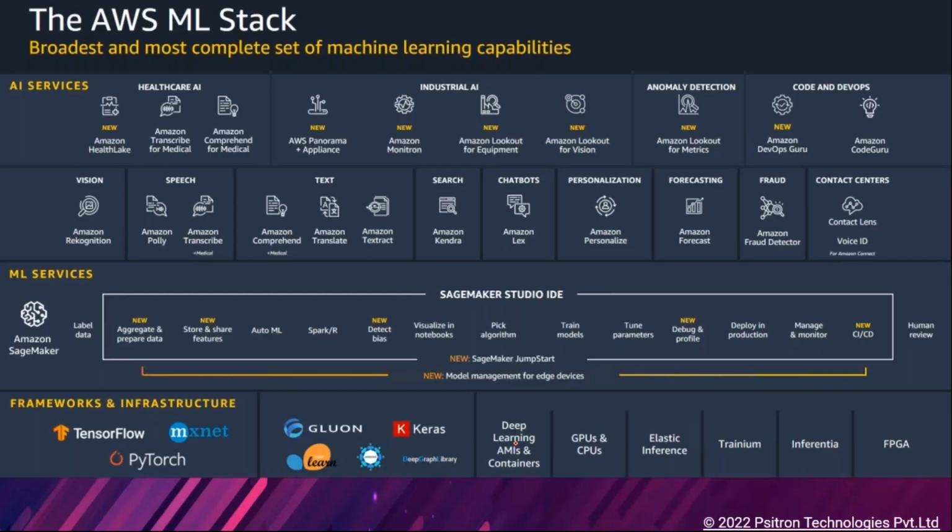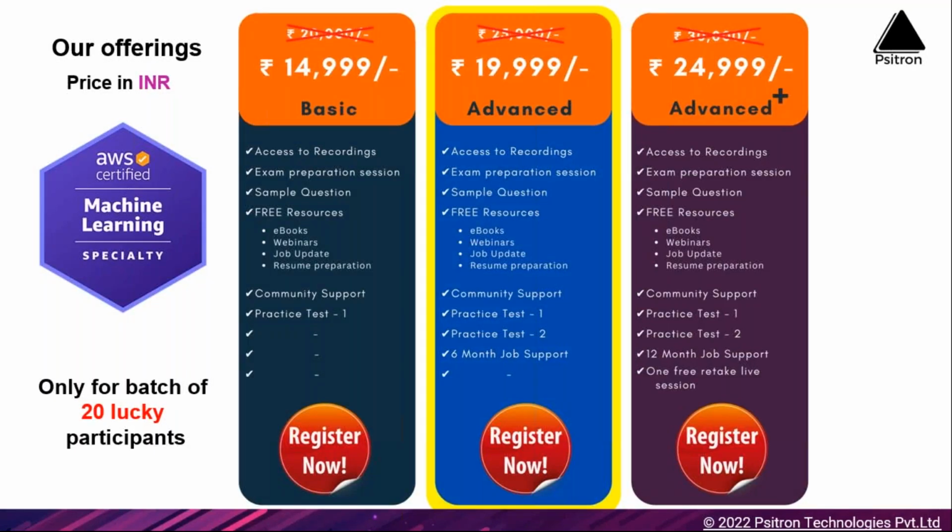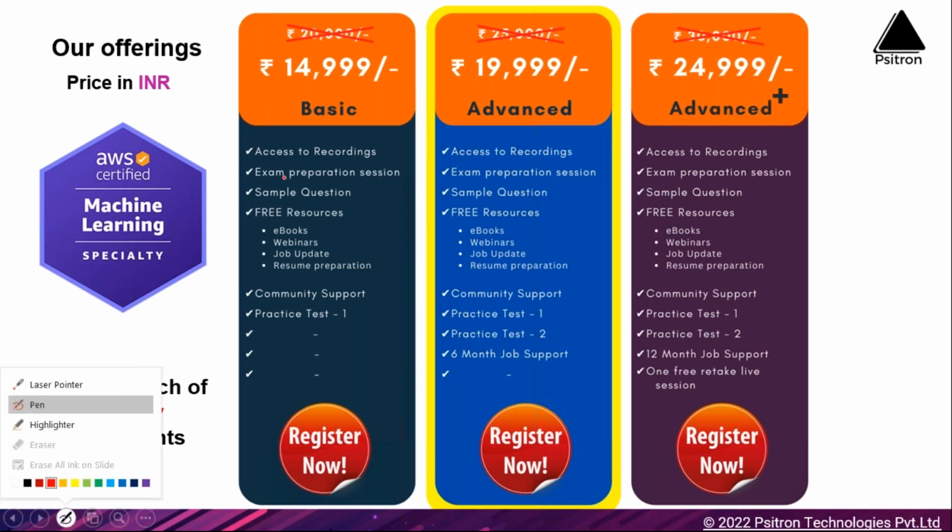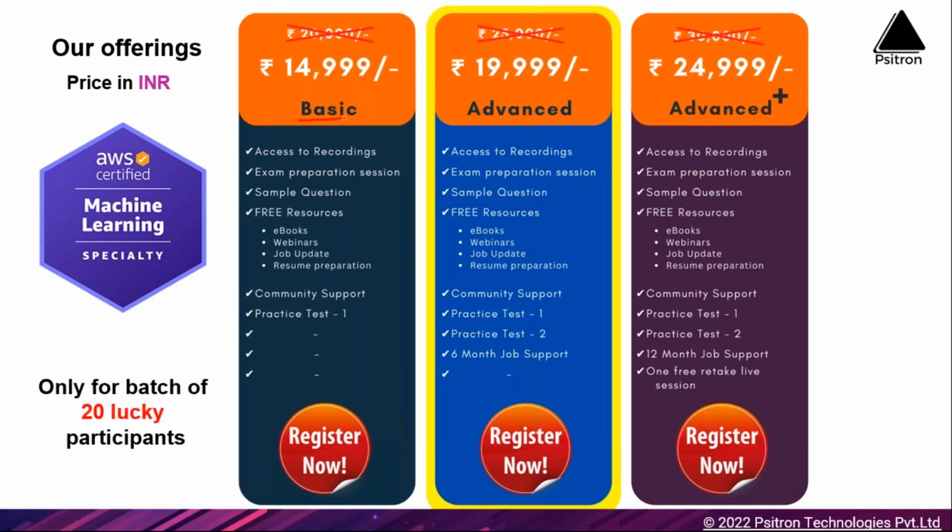Okay, so there are three packages that we are offering. All three packages offer the same value as part of the course. The basic pack starts from just 15,000 rupees. We have an advanced package starting from 19,999, and we have advanced plus, which is 24,000.